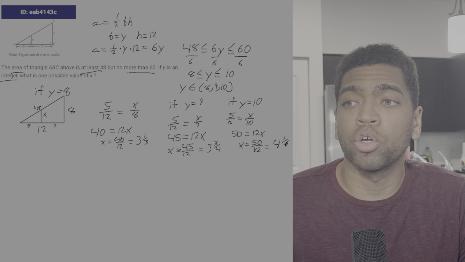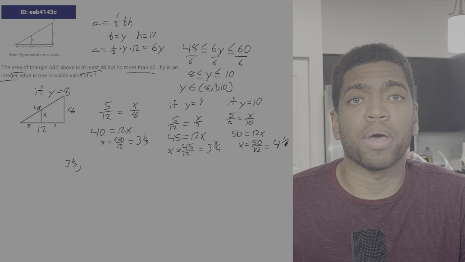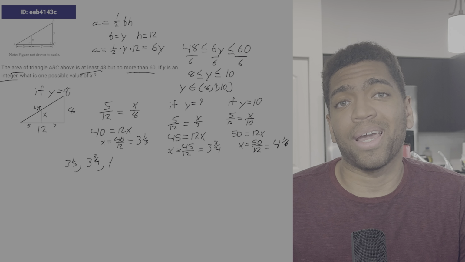Any of those three will be correct. The answer that you'll get will just depend on which value of y between 8, 9, and 10 you end up choosing. All right, so I hope that made sense.